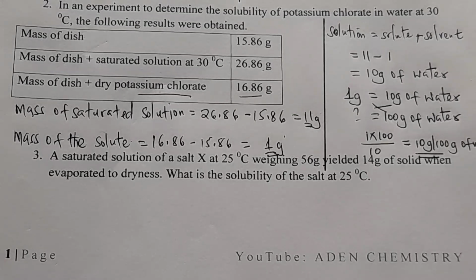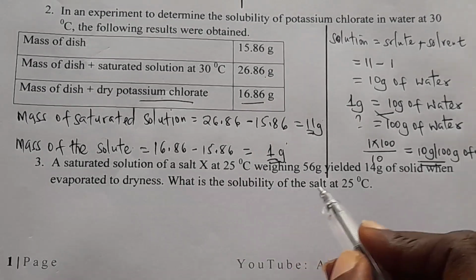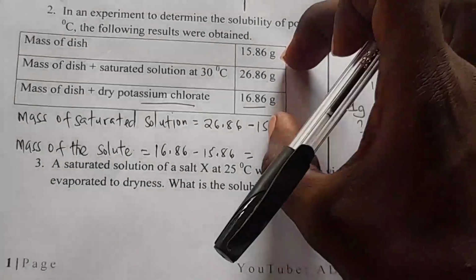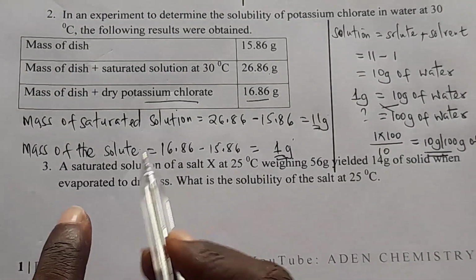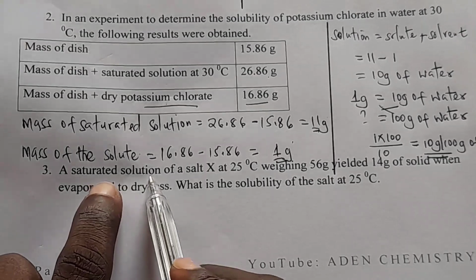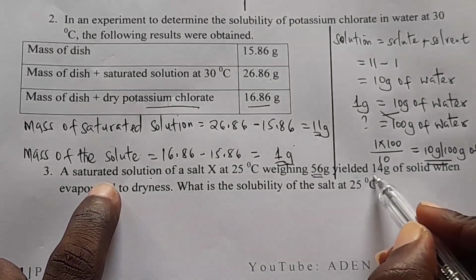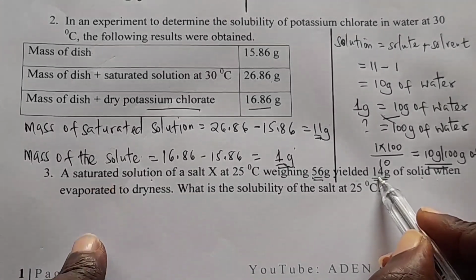Okay, number 3, we have that question. We are told a saturated solution of a salt X at 25 degrees Celsius weighing 56 grams yielded 14 grams of solid when evaporated to brightness. What is the solubility of the salt at 25 degrees Celsius? The same as you have done here. First of all, you have to get your mass of the saturated solution. The saturated solution is here, so the mass of the saturated solution is 56. It yielded 14 grams of the solid. That means this 14 is the mass of the solute.